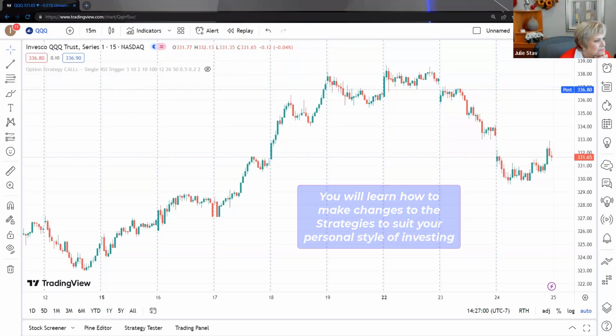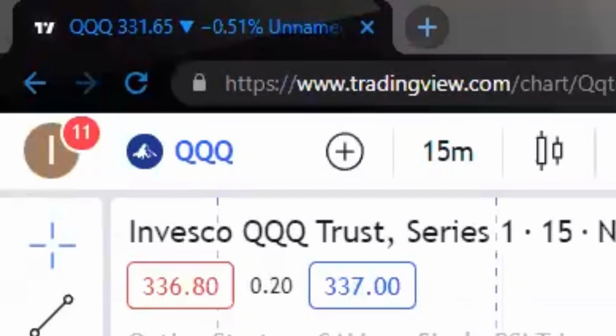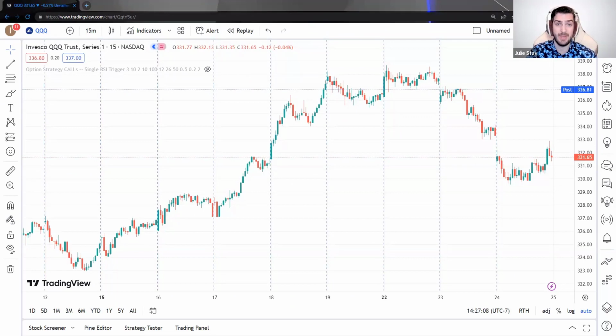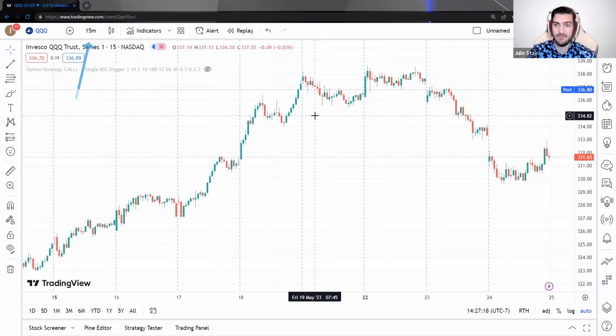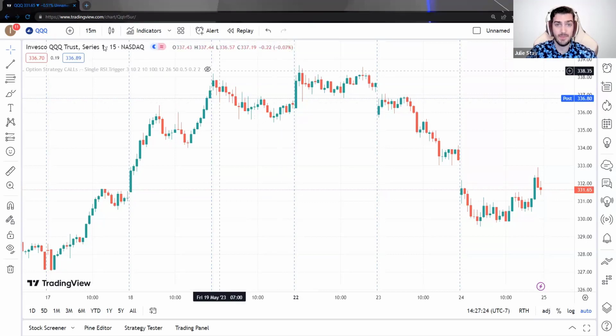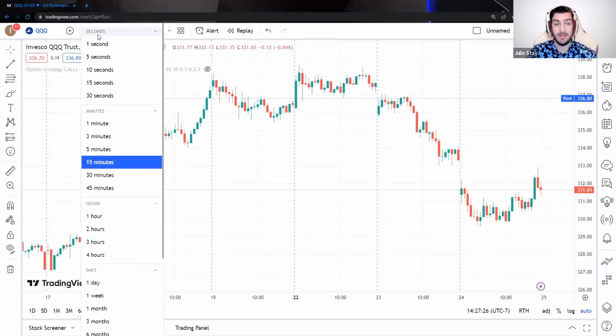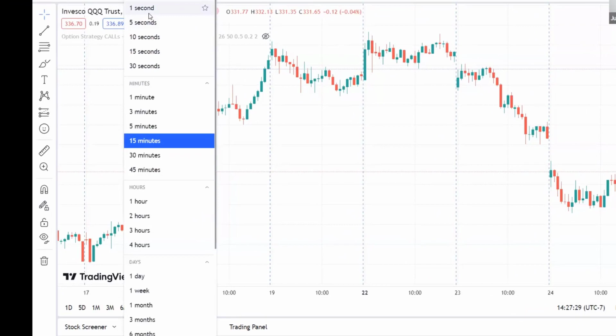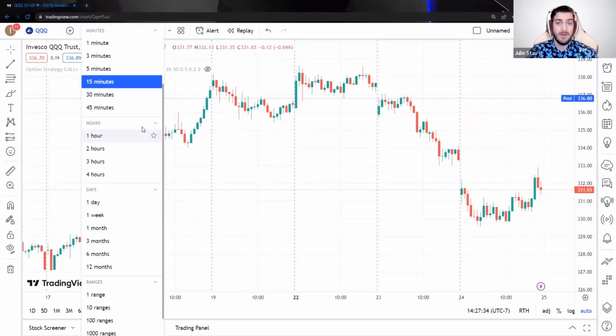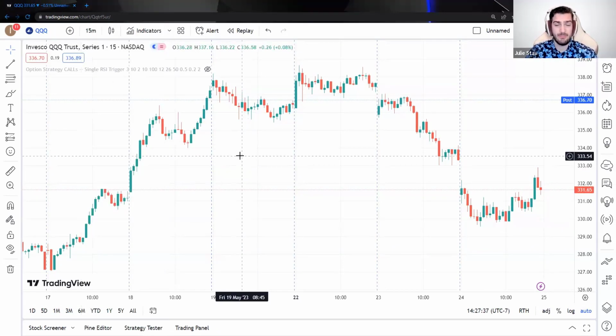The security that I've chosen for this first example is going to be the QQQ ETF. This is a NASDAQ ETF by the family of funds Invesco. Here we have their price changes over time using 15-minute bars. What that means is every one of these candles is going to be 15 minutes. We can go up here in the top left and change our time period from anything from seconds all the way to a year. But we're going to use 15 minutes for this example.